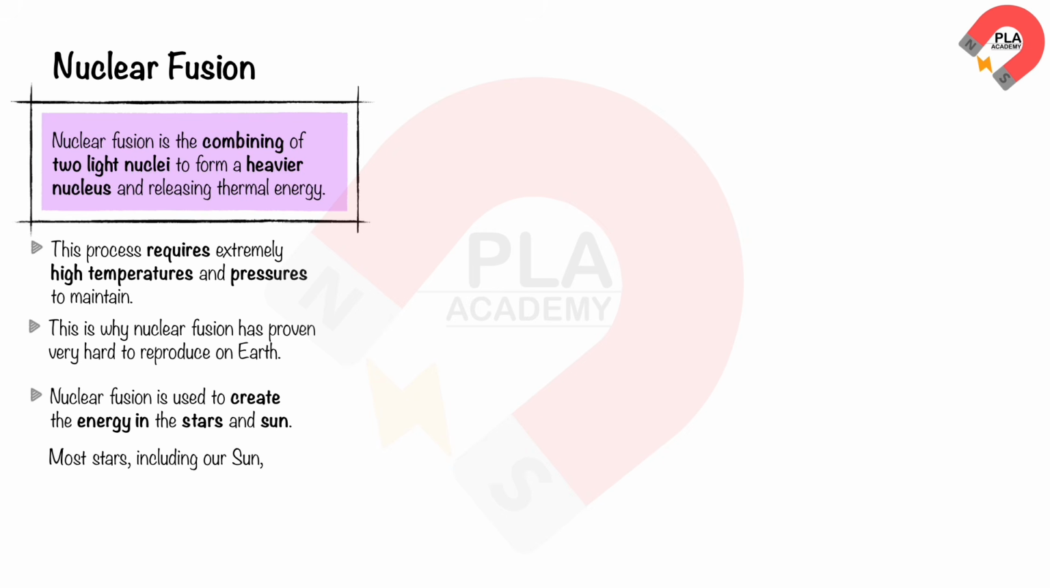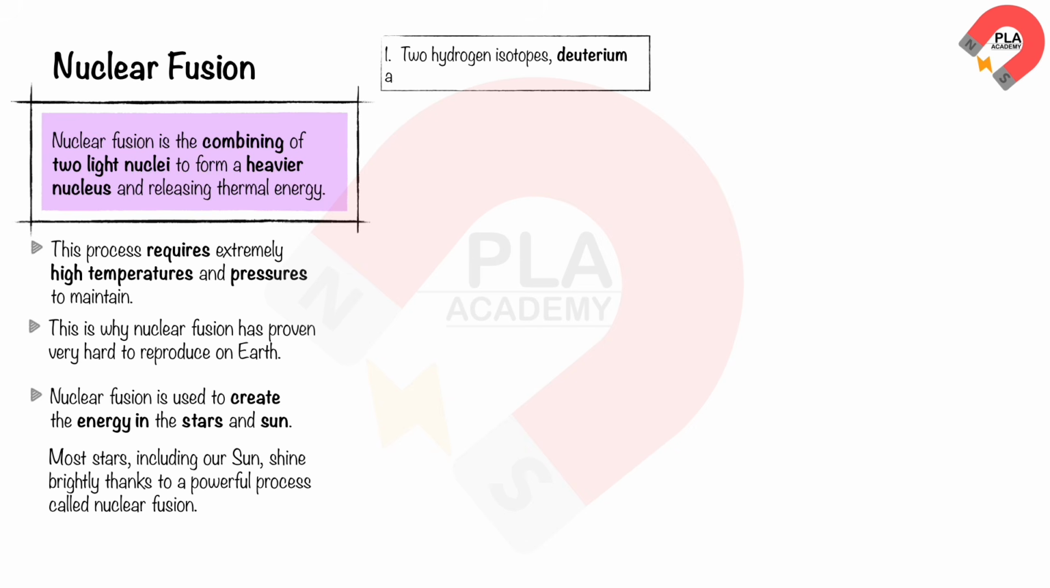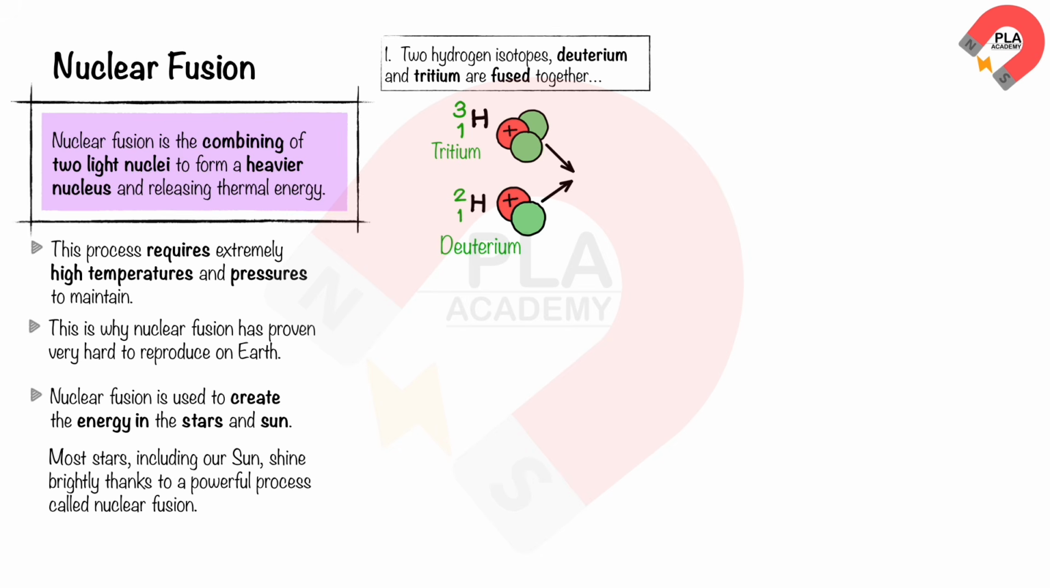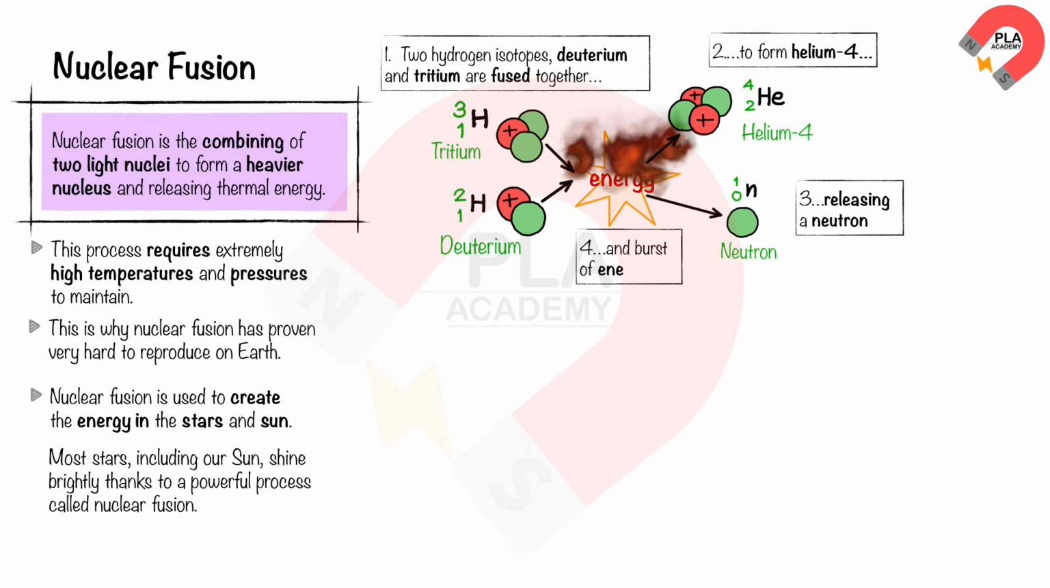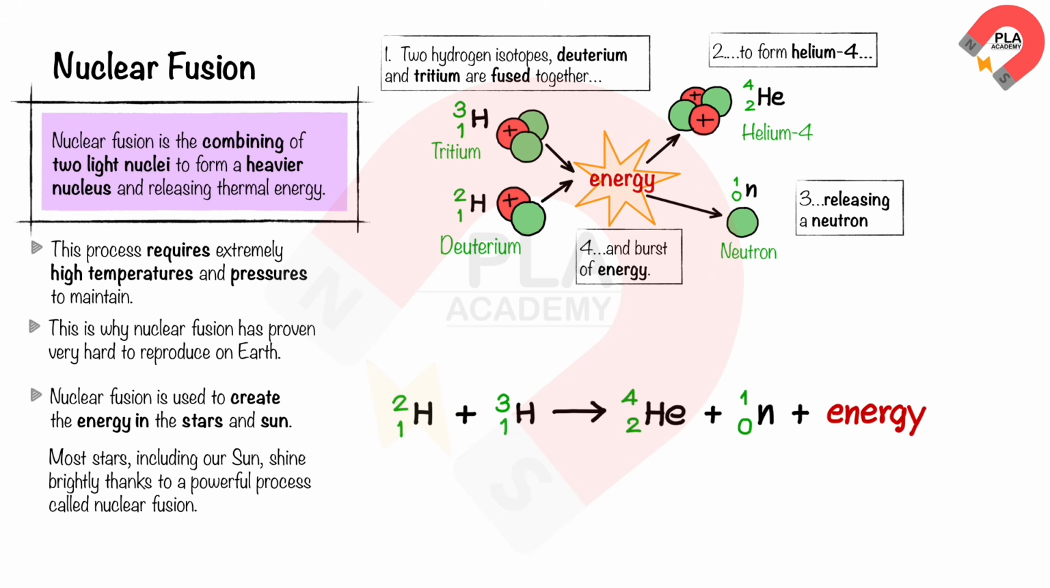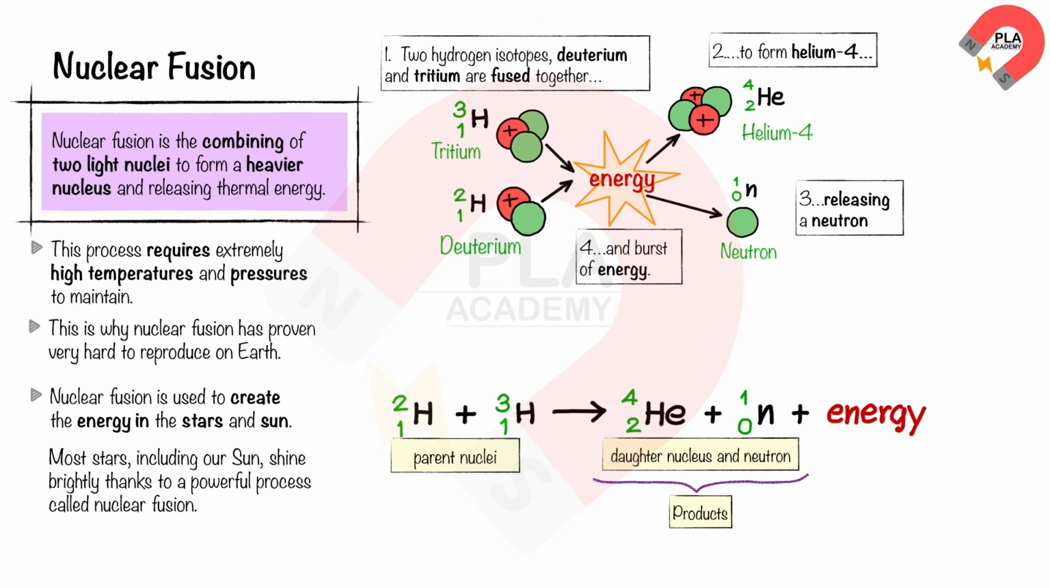Most stars, including our sun, shine brightly thanks to a powerful process called nuclear fusion. 2 hydrogen isotopes, deuterium, or hydrogen-2, and tritium, or hydrogen-3, are fused together to form helium-4, releasing a neutron and a burst of energy. The deuterium and tritium nuclei are called the parent nuclei. The helium-4 is called the daughter nucleus. A helium-4 nucleus and a neutron are called the products.